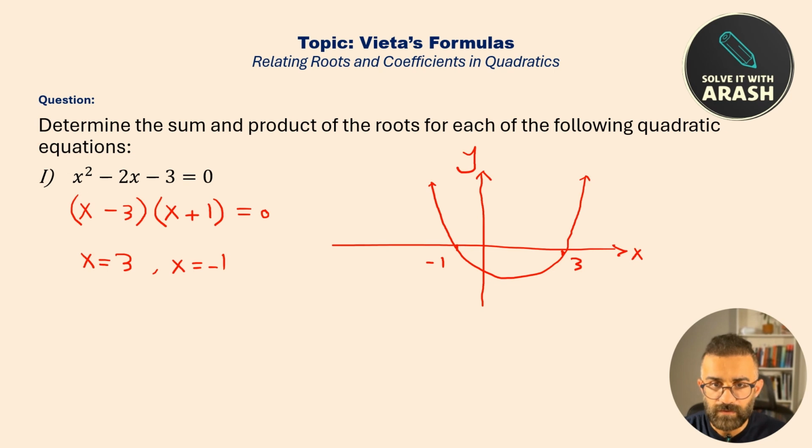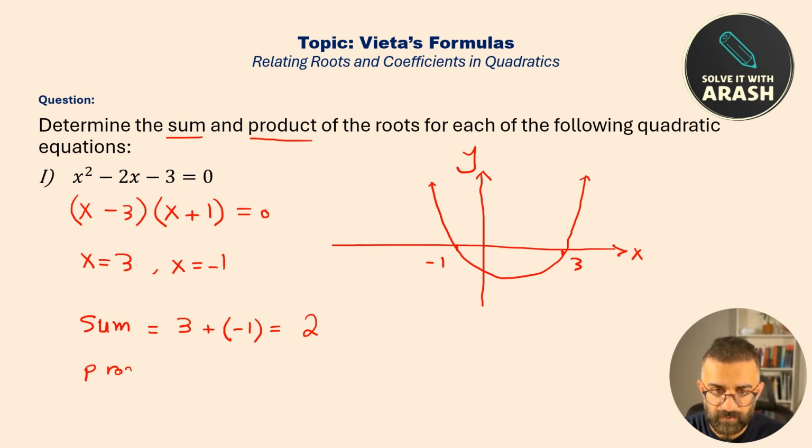Now, we want to find the sum and product of the roots. Now that we know the roots, I can easily calculate the sum, which is going to be 3 plus -1, that equals 2, and the product equals 3 times -1, which equals -3. Now, if I compare these two values with the coefficients of the quadratic, let's see what we can find.